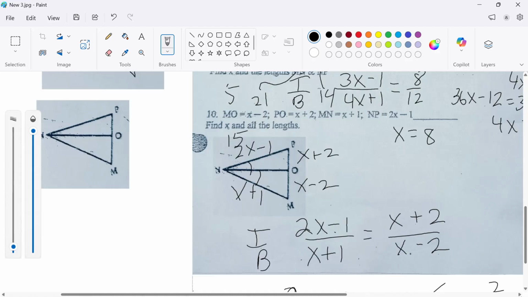PO or OP is 10. This is 6. 8 minus 2 for MO is 6. And NM is x plus 1, which is 9. And I've got all my sides. So that's it.